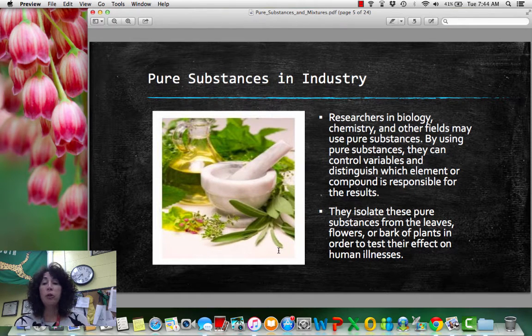Now, if you're a researcher in the area of biology or chemistry, you may use pure substances. That way, you can control very easily the variables of the experiment. And then you can tell which element is responsible for the results. And of course, we know that we need to make sure when we're doing experiments that we can relate those results to a single thing. And you can get, again, pure substances from a variety of areas, plants, a lot of barks of trees, flowers. And of course, those pure substances can then be used in the experiment.